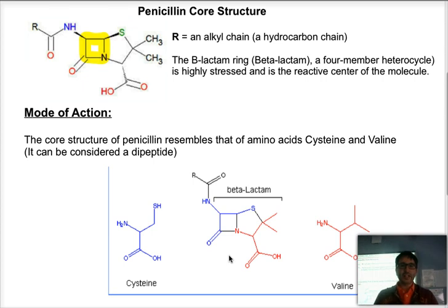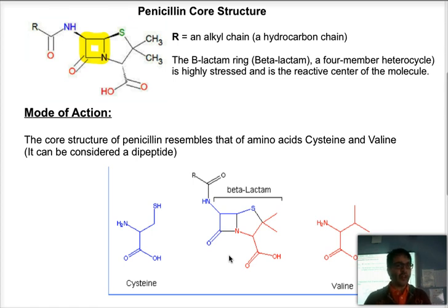The beta-lactam ring is actually a four-member ring, a heterocycle that is very, very stressed. Now, notice the shape of this particular compound, the penicillin. One part tends to mimic one amino acid, cysteine, while the other part tends to mimic another amino acid, valine. So they tend to mimic the structure of a dipeptide. Two amino acids bonded together have what we call a dipeptide.